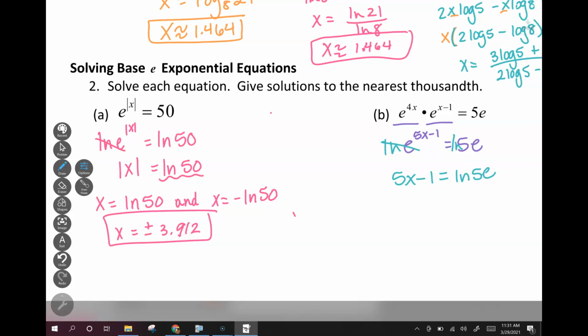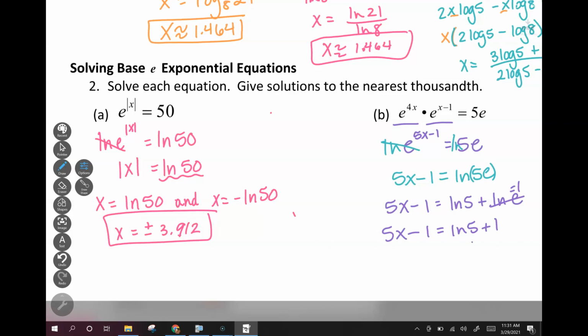If you wanted to, you could take it a step further here on the right hand side and use your properties of exponents to split that. So that'd be ln of 5 plus ln of e, which we know ln of e equals 1. So this is 5x minus 1 equals ln 5 plus 1.